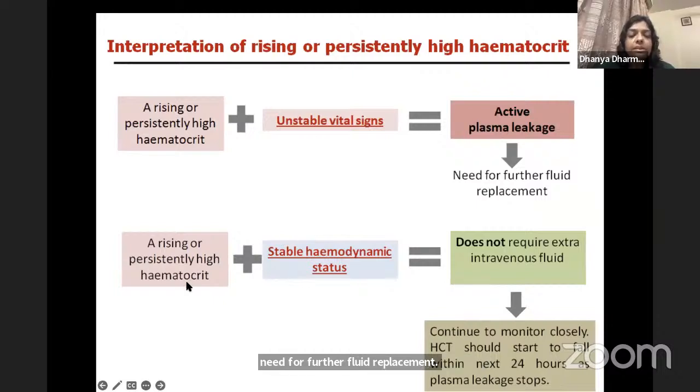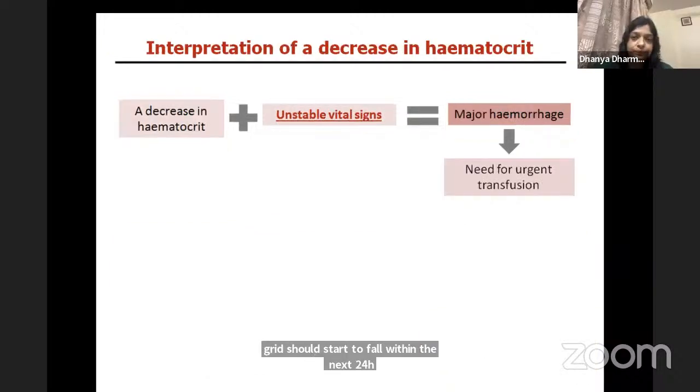If the hematocrit is rising, but the child is fine, passing urine well, pressures are normal, no tachycardia, then the child does not require extra IV fluid. You just continue to monitor closely. The hematocrit should start to fall within the next 24 hours as the plasma leakage stops.